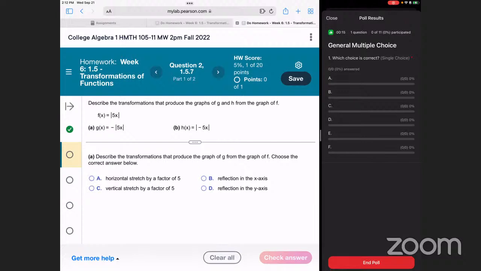So I'm still looking for, I need at least 4 people to participate. Now there is a vote for B.